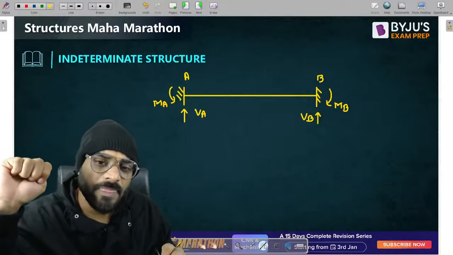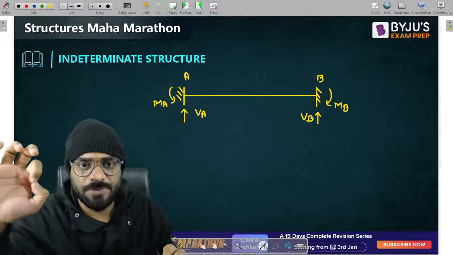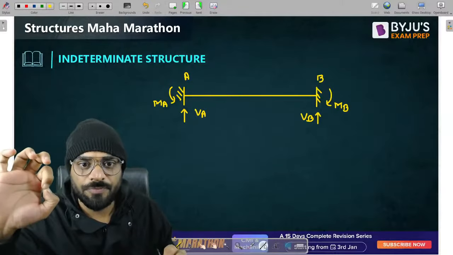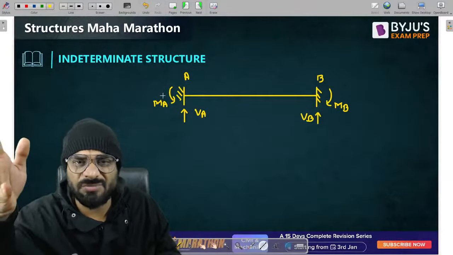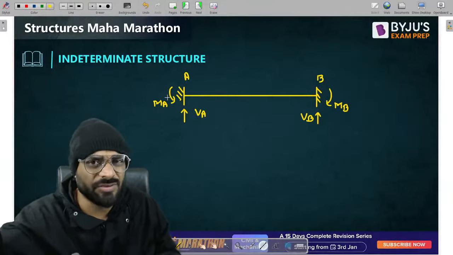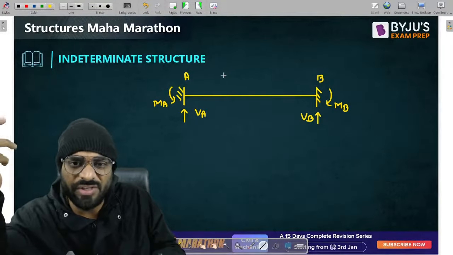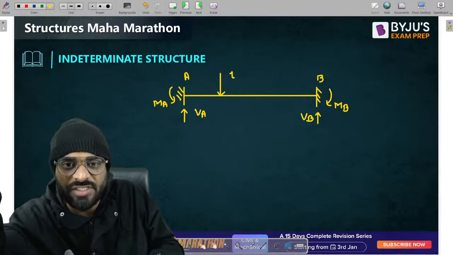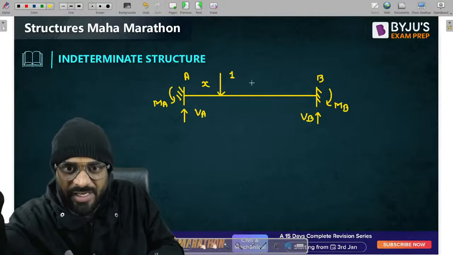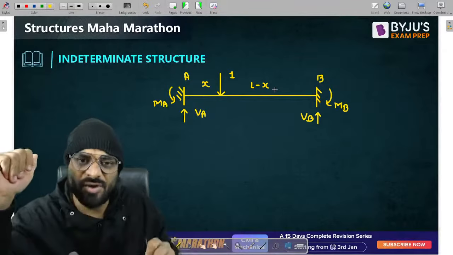Now, as per Mueller Breslau principle, you know that guys, in this case we have a horizontal reaction, but that horizontal reaction ILD will be 0. That's why we are not considering it. If you consider vertical load, the horizontal reaction will not develop. Getting a point?